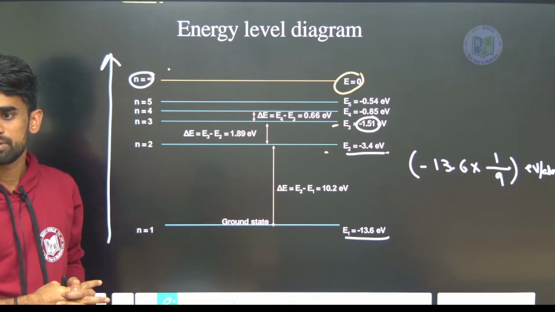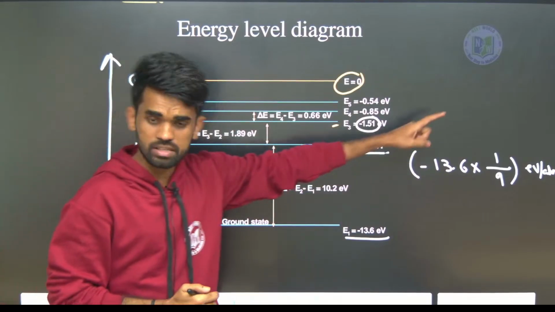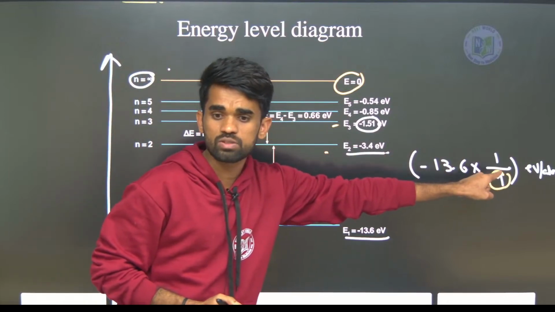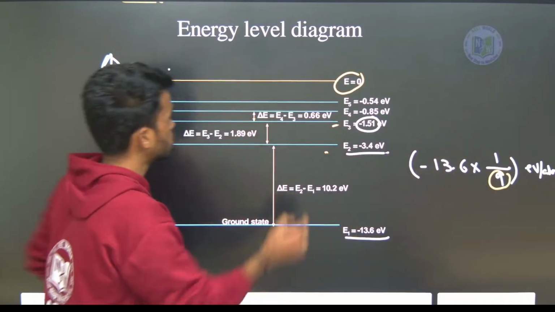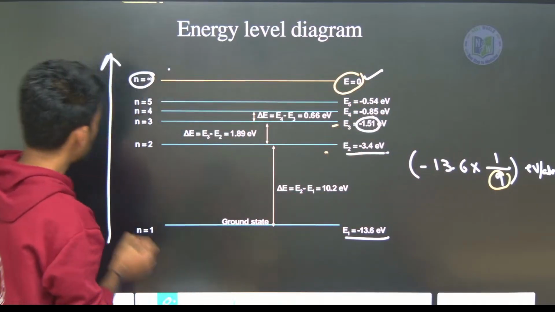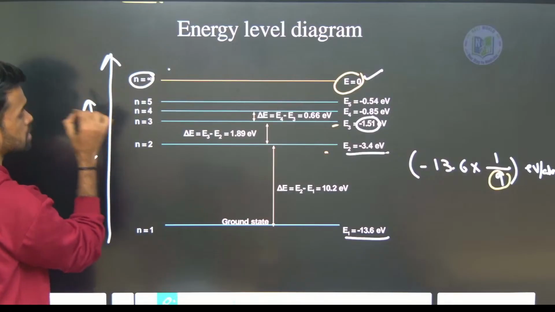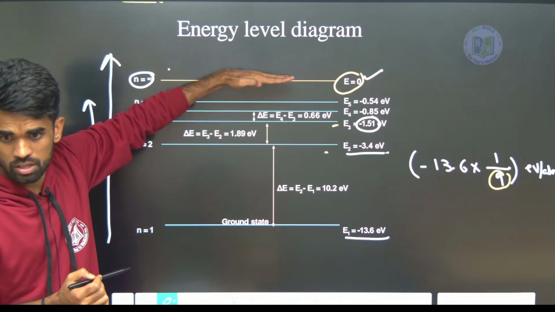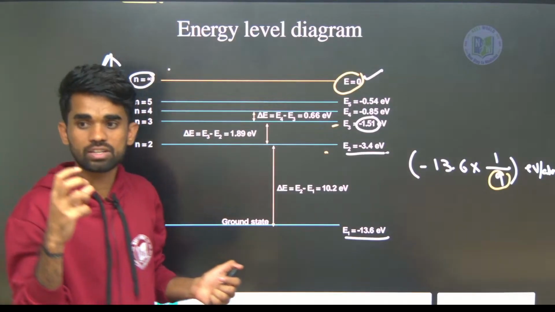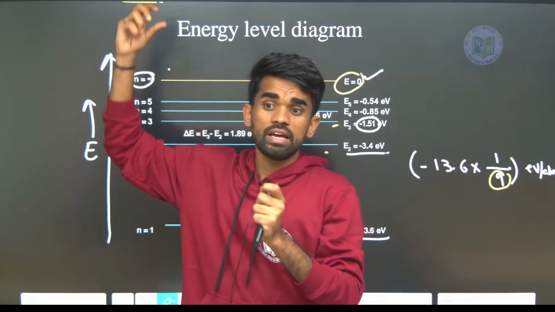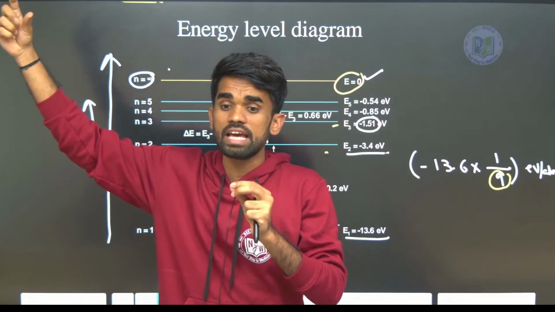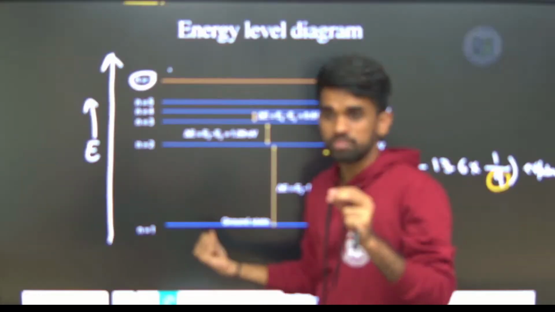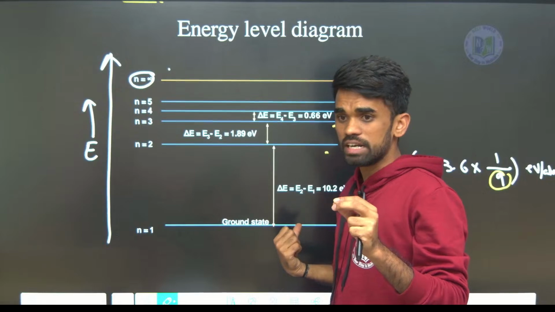What is the energy of an electron in the infinite level? Taking n as infinite, infinite square in the denominator gives 0. So the energy at infinity is 0. As n value increases, energy also increases. What is the maximum energy you are seeing? 0. It means an electron at infinite distance from the nucleus has energy 0. If it is in the first level of the hydrogen atom, it has energy minus 13.6.